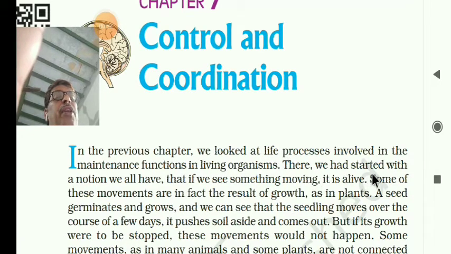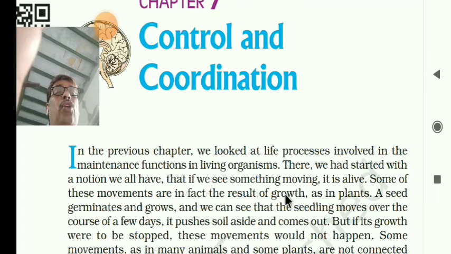There we had started with the notion we all have. The notion is that if we see something moving, it is alive. So by looking at someone, we are saying that it is moving. Some of these movements are in fact the result of growth also. See, some of the movements we identify by the growth.